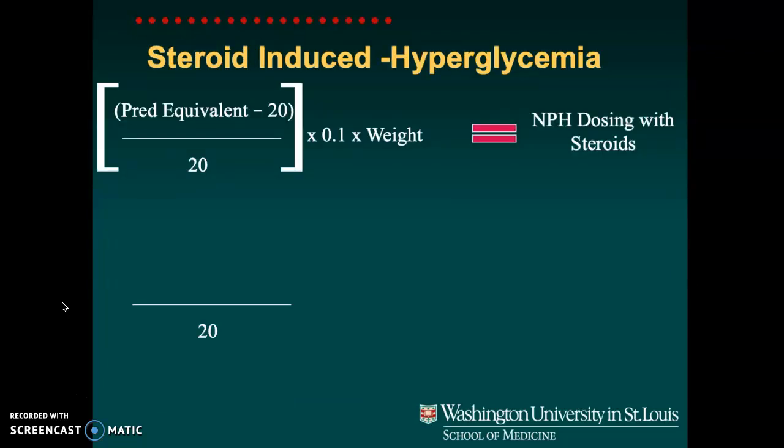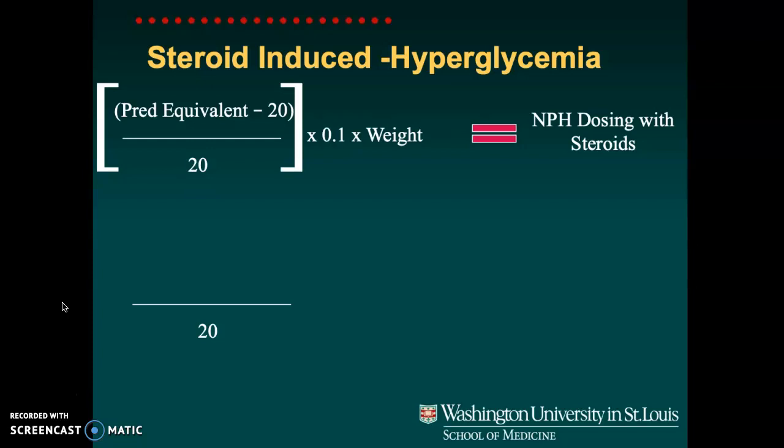The way to calculate the NPH dose to use with steroids is a little bit more complicated than just creating the simple insulin regimen. Again, it may be helpful to take out a piece of paper at this time so that you can write down this formula and practice for yourself. The first thing we're going to do is take his prednisone equivalent dose, subtract 20, and divide that value by 20. We're going to take that answer, multiply by 0.1, and then multiply by the patient's weight.